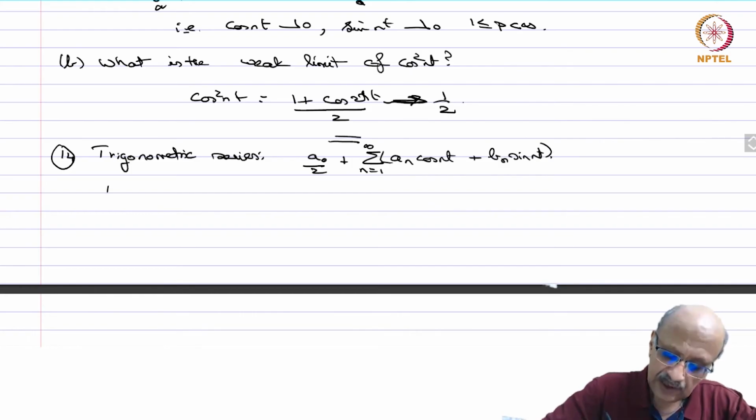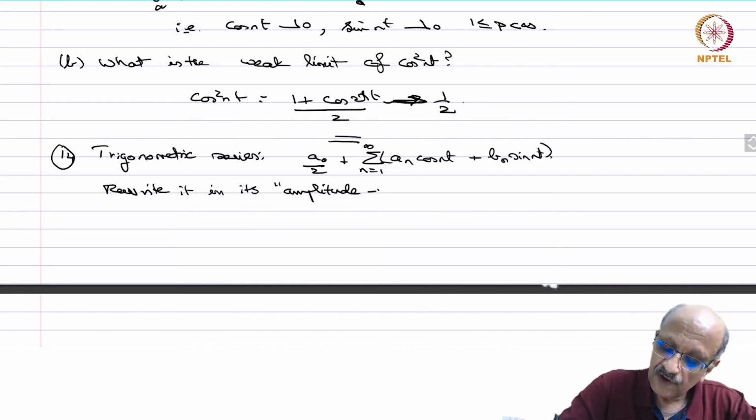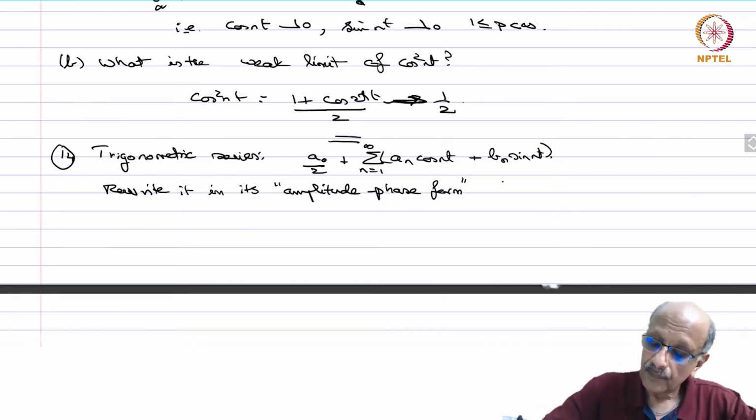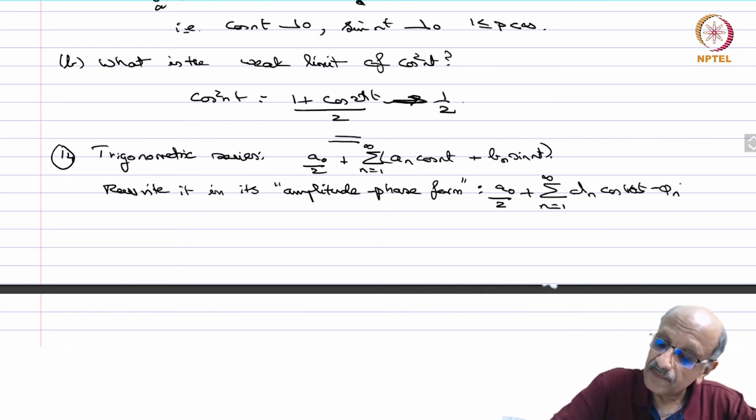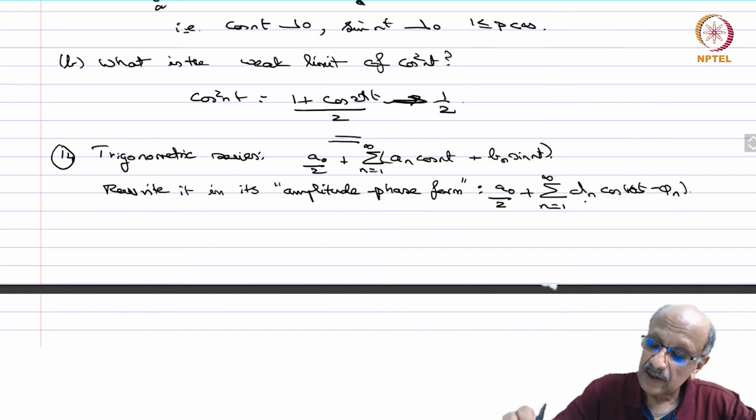Okay, so rewrite it in its amplitude-phase form, namely a naught by 2 plus sigma n equals 1 to infinity of d_n cos(nt minus phi_n). Okay, so phi_n is the phase, and d_n is called the amplitude.